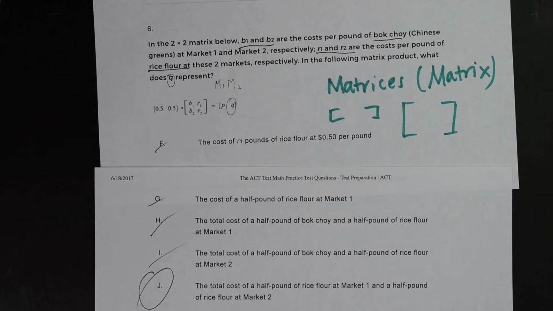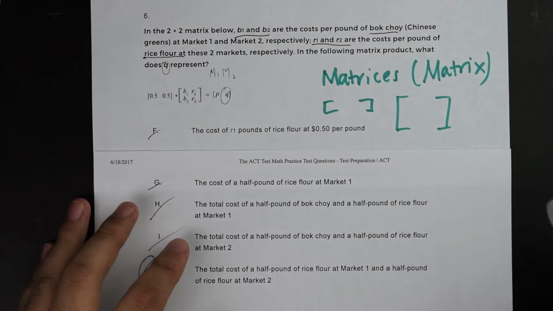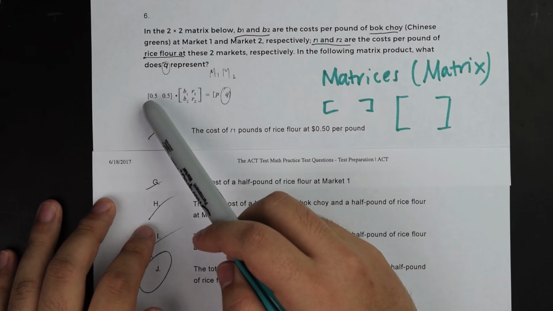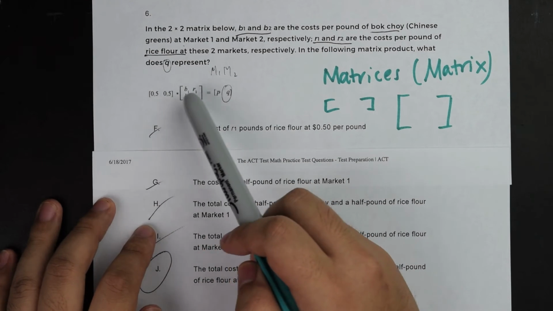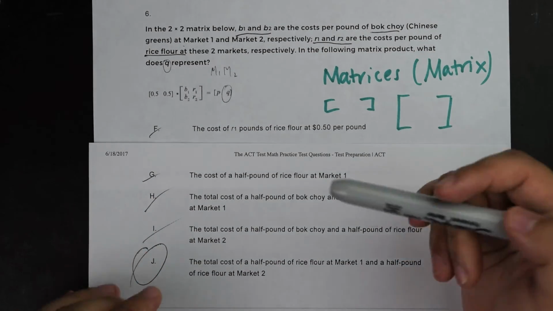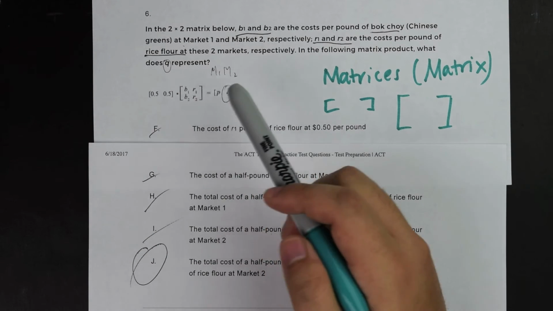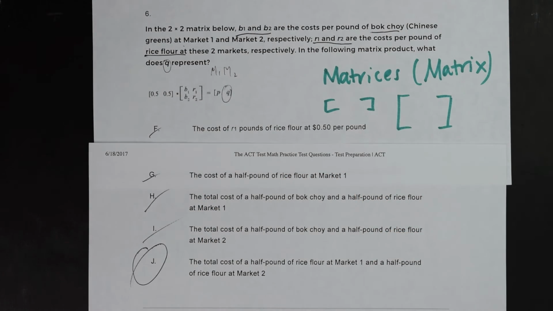And so right off, in the general idea behind matrices, and you don't need to know specifics for this specific question, what you do need to know is that these 0.5 values are going to multiply with B1, B2, R1, R2, and they're going to sort of distribute out and multiply with each other. But you have to be aware that P is going to only represent B1 and B2, so specifically the bok choy cost, while Q is for certain going to be the multiplication between R1 and R2, which is going to represent the cost for rice flours.